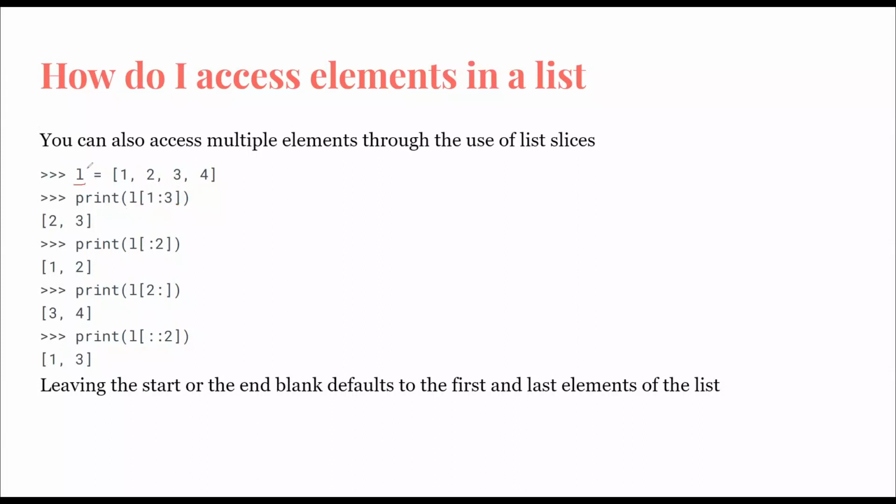So in this case, we have a list called L. Then we want to get from 1 to 3. So again, 0, 1, 2, 3. This is the indexing. From 1 to 3, we'll start at 1, we'll end at 2 because we don't count 3. So we get 2 and 3.